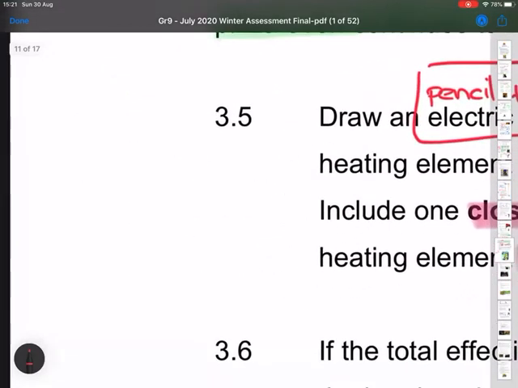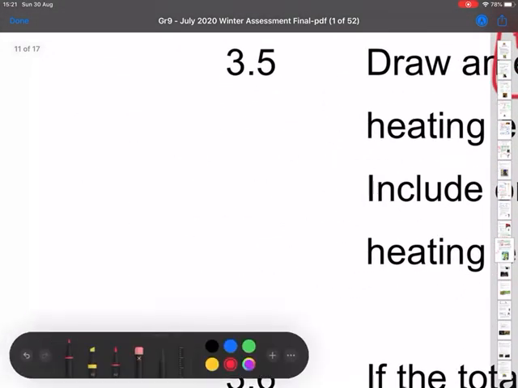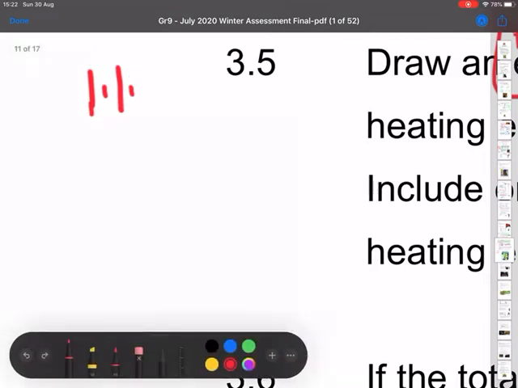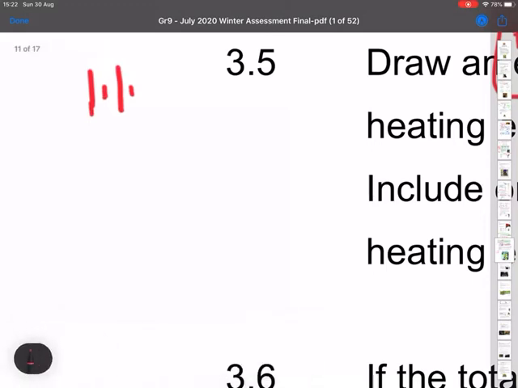So I'm not using a ruler or a pencil. Actually, I'm using an Apple Pencil. So let's have our 2 cells. 1 cell, 2 cells. Remember, this is the positive terminal, that's the negative, positive, negative. You don't need to show that though. It's the whole point of using symbols. Again, please pencil and ruler.